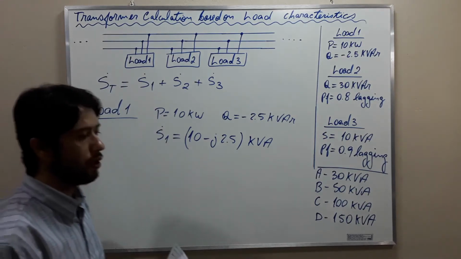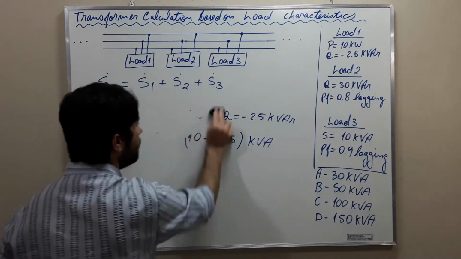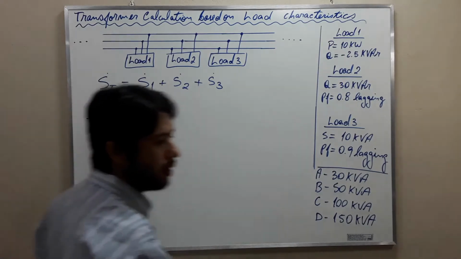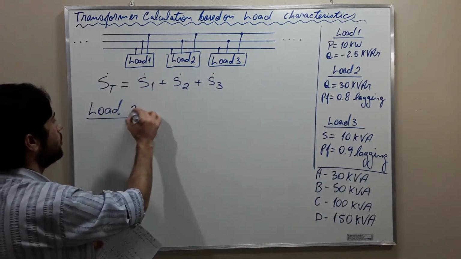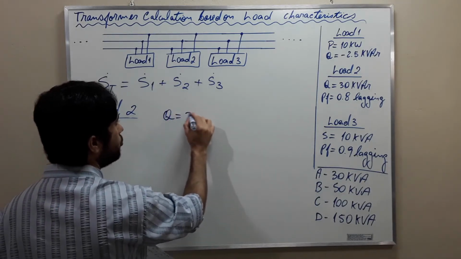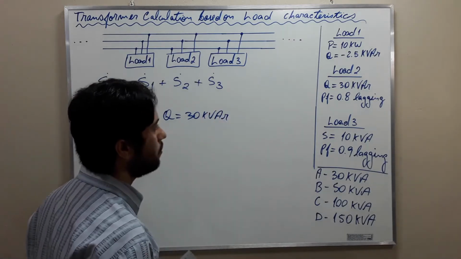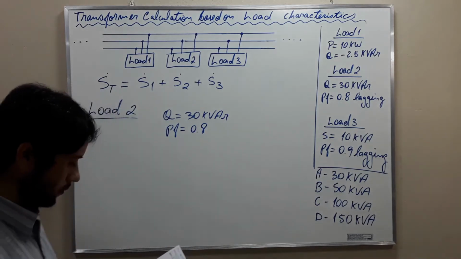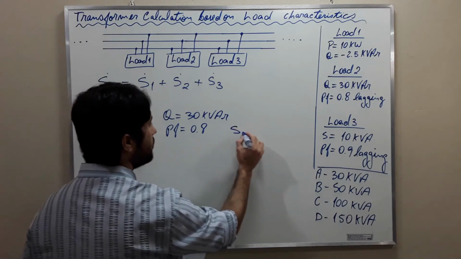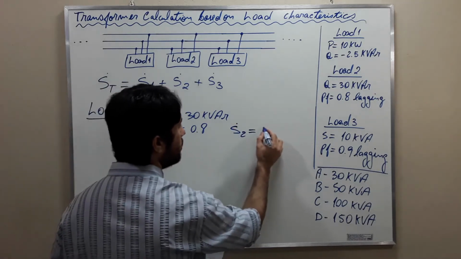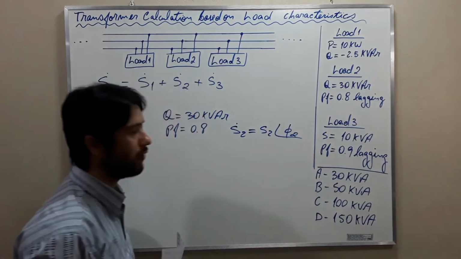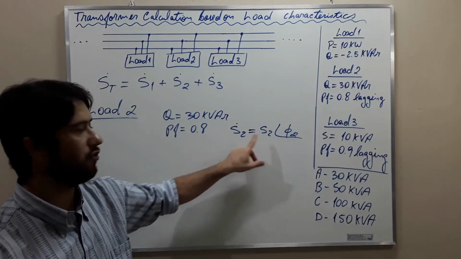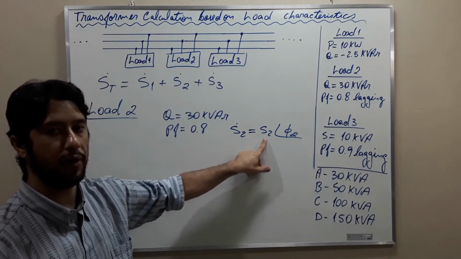Now we are going to move on to load number 2. I'm going to erase it here, and write for load number 2. As written in the table, for load number 2, we have that Q is equal to 30 kVAR, and the power factor is 0.8 lagging. What we want is S2, the complex power, with phase phi 2. This is the apparent power, and this is the complex power. The apparent power is the magnitude of the complex power. How do we calculate the apparent power? Let's do it.